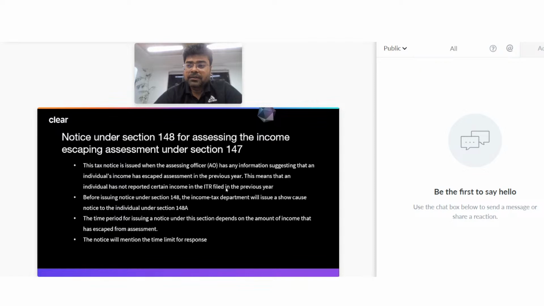Not only that, there are certain time limits for opening up assessment, right? So maximum they can go back 3 years. However, if the income that escapes assessment is more than 50 lakh rupees, then this 3 years can extend till 10 years. Not only that, in case in this income escaping assessment certain foreign assets are involved, then the income escaping assessment can open up to 16 years, right? So if income escaping assessment opens up, then it is very troublesome, and you have to be really precise with your communication to the income tax department.